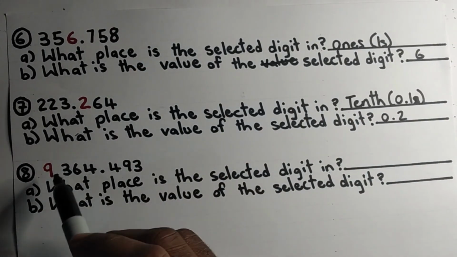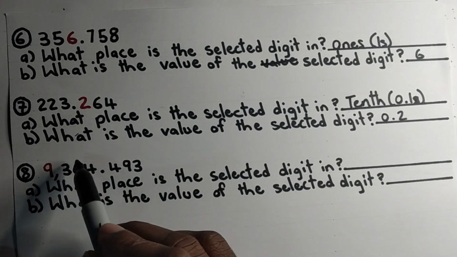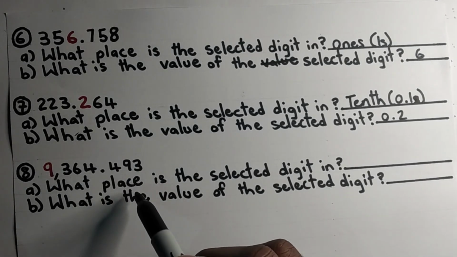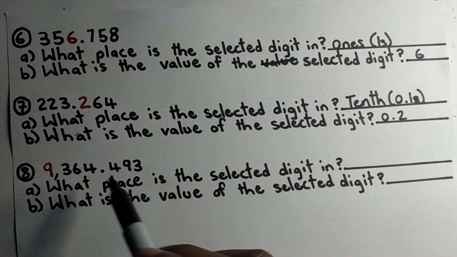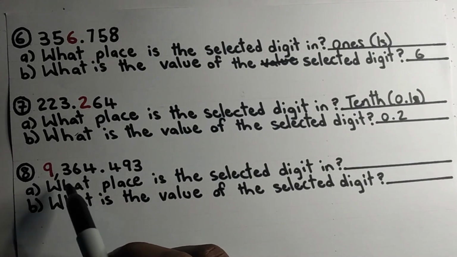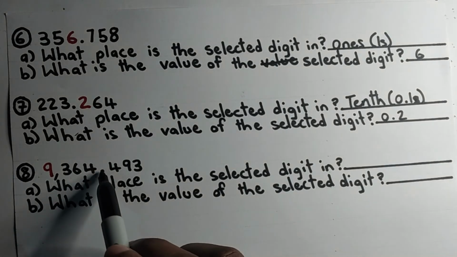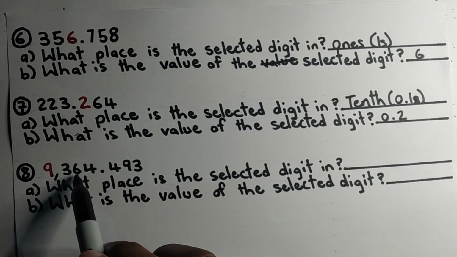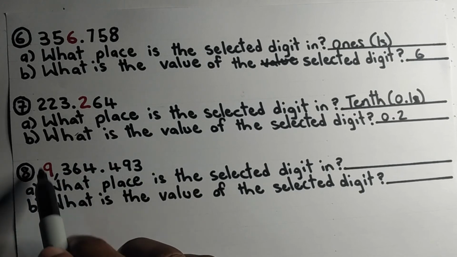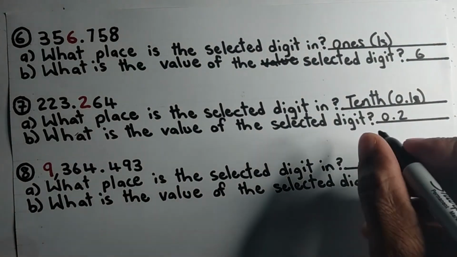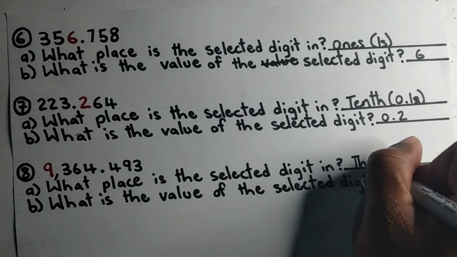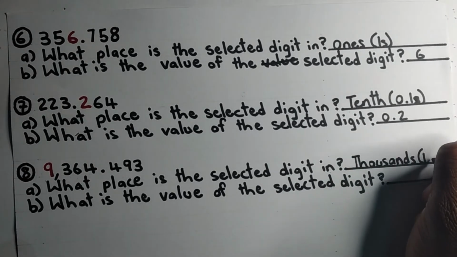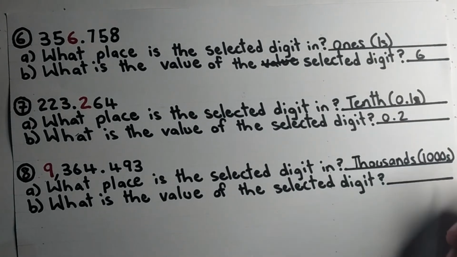Now here we have the final question. This reads as 9,364.493. Part A asks us to identify the place in which the highlighted digit falls. The first place to the left of the decimal point is ones, then we have tens, then hundreds, then thousands. So the 9 would fall in the thousands place, and we could represent that in numeral form as well.